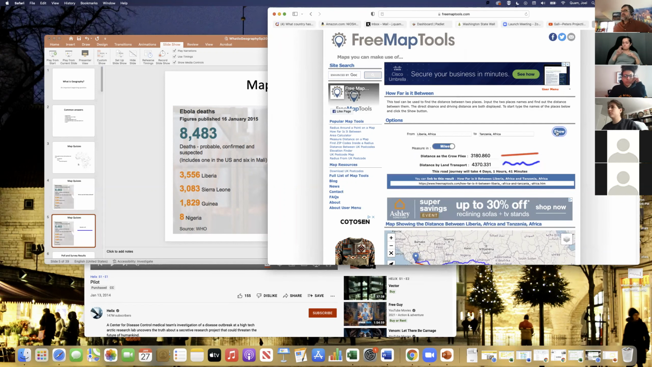Well, the website tells us that by air, as the crow flies, the shortest distance would be 3,180 miles. But if we had to drive it, it would take over 4,000 miles to get there. Okay, so if you went on safari in Tanzania while there was an outbreak of Ebola in Liberia, are you at risk of the disease? Well, no, because it's 3,000 miles away.